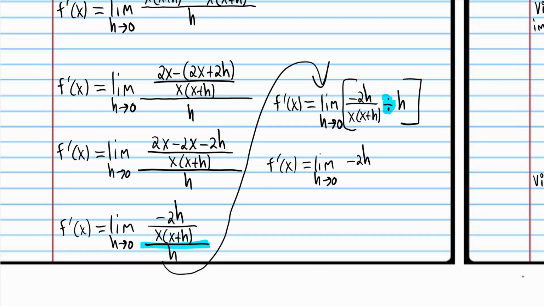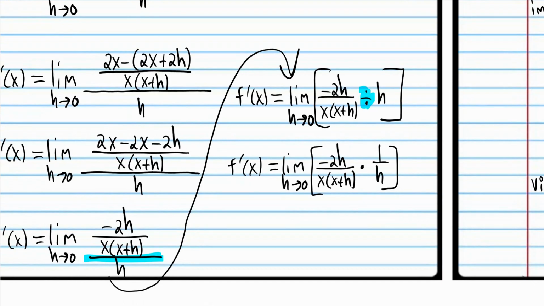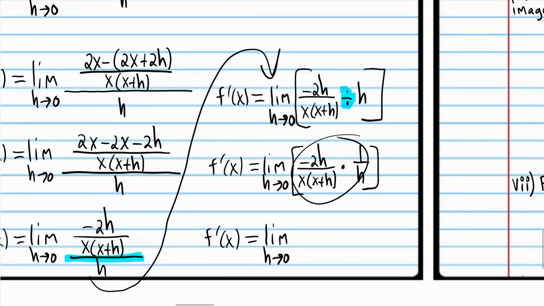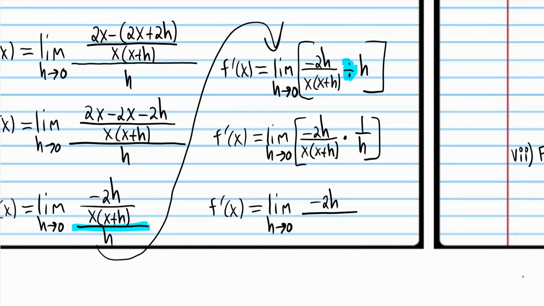So we get negative 2h over x times x plus h times 1 over h. Again, we're going slow here so you can see what's happening. And so we multiply the fractions. Remember, when you multiply fractions, you just multiply the numerators. So negative 2h times 1 is negative 2h. And then multiply the denominators, h times x times x plus h. Well, it's a mouthful, but you can just put the x and the h next to each other.